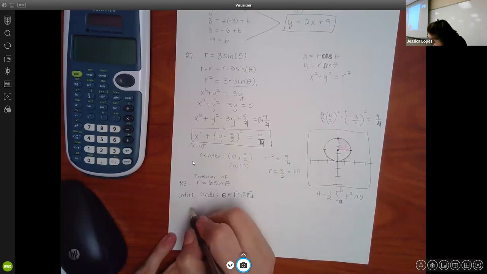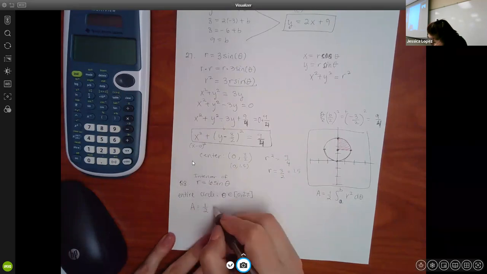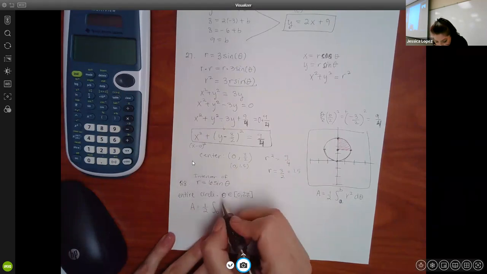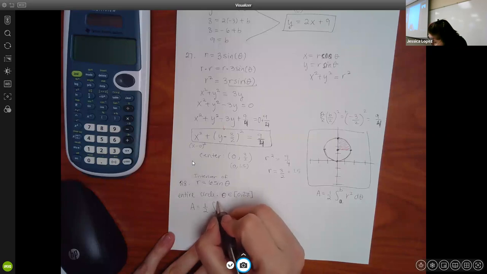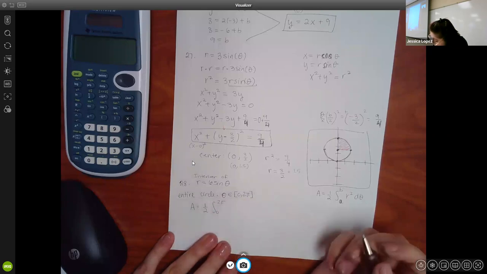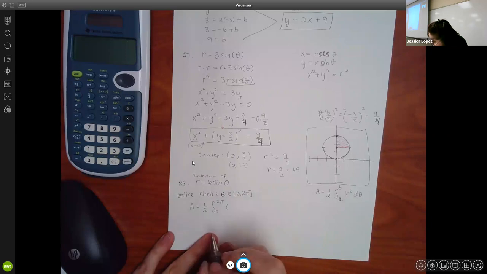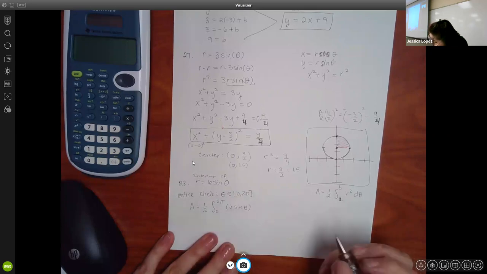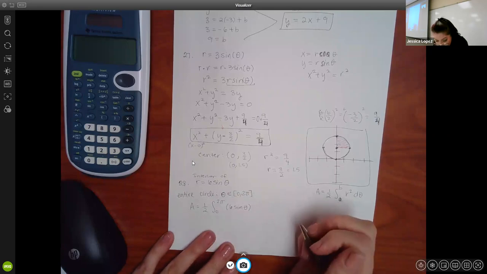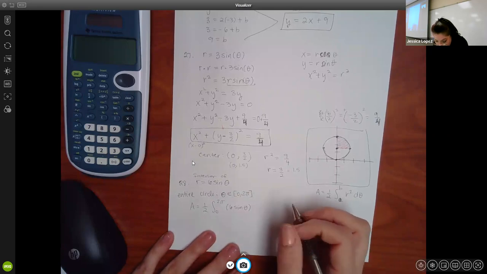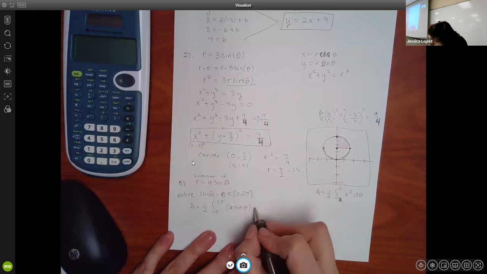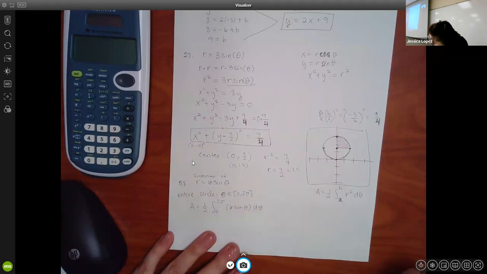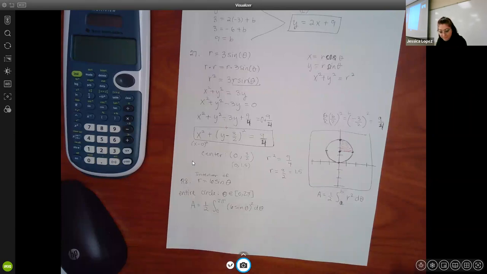So let's see, we have A equal to 1/2 integral from 0 to 2 pi. And then r is 6 sine theta, d theta. Oh, I forgot my square. So r squared.